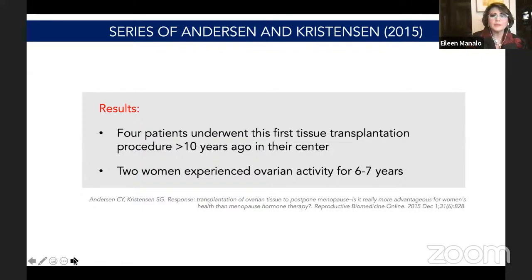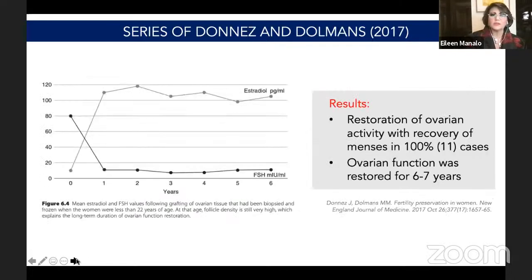Likewise, Anderson and Christensen, this is Claus Yding Andersen, one of the pioneers in ovarian tissue cryopreservation, reported on 4 patients who underwent their first tissue transplantation more than 10 years from the time that they had their ovarian tissue cryopreserved. So these were cancer patients, and 2 of these 4 patients had ovarian activity, which lasted for a long time, 6 to 7 years. And lastly, we have Jacques Donnez and Marie-Madeleine Dolmans, again pioneers in OTC, who reported on 100% restoration of ovarian activity with recovery of menses in 11 of their cases. And here they reported ovarian function which was restored for 6 to 7 years.